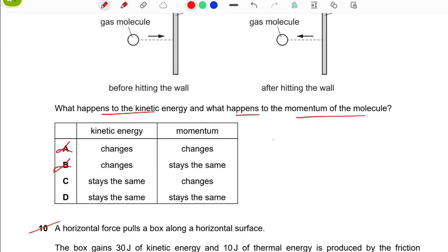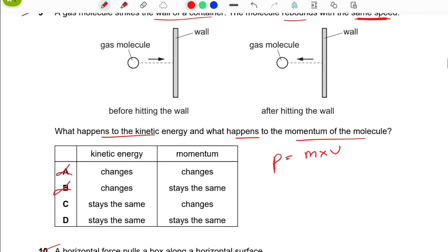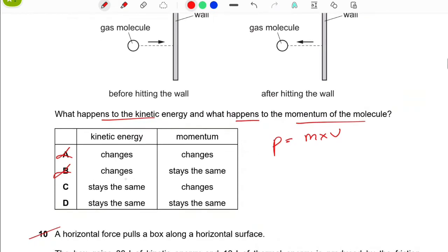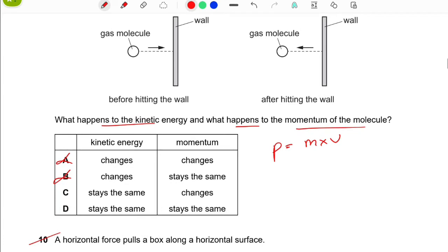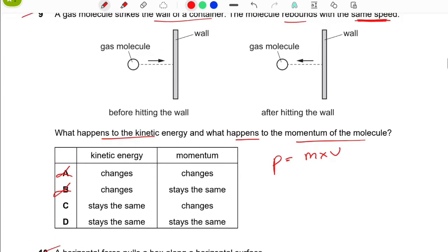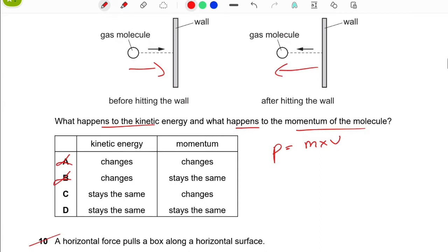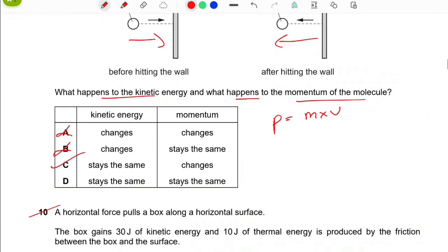The formula for momentum, again you have to write the formula, is mass into velocity. We have to make sure that we don't get confused between velocity and speed. If you consider speed here, you will mark option D, and that will be the biggest mistake in your life, because velocity has magnitude and direction, and over here the direction of the gas molecule is changing. Here it was going to the right, and now after bouncing it is going to the left. So the velocity will change, and hence the momentum is going to change. So option C is correct.